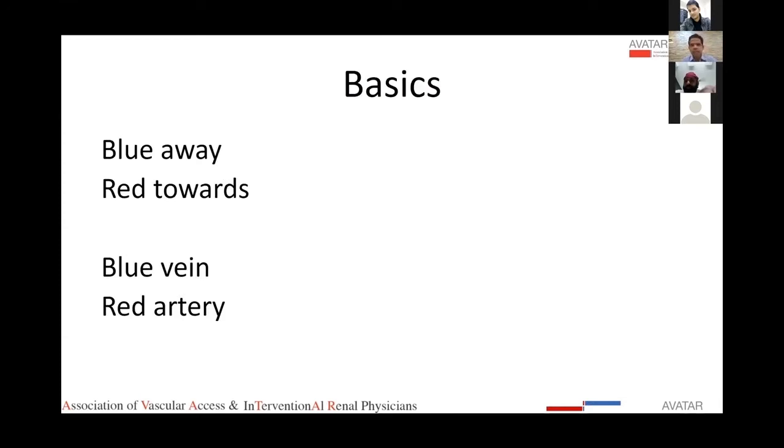So when we ask our residents and students to tell us some basic things about the Doppler, the few things that we are told is that blue shows that the flow is away from the probe, or red is towards the probe, or blue is a vein and red is the artery. These are very basic, and they work as rules of thumb. But when we really get into interpreting a Doppler image, these so-called rules of thumb can come in the way of interpreting it properly. In fact, most of these are not correct concepts to say.